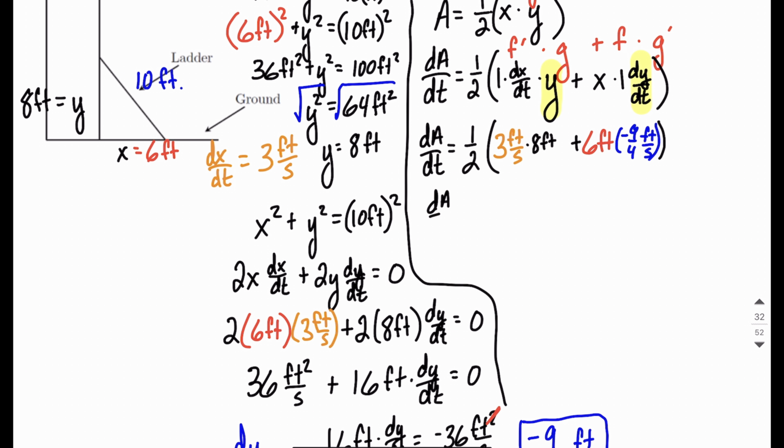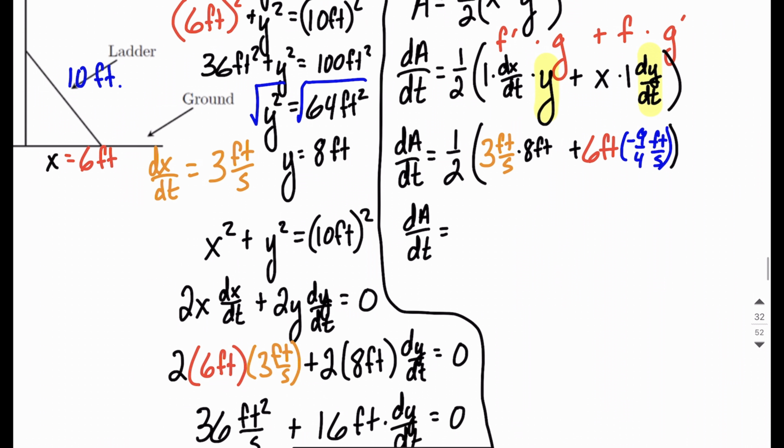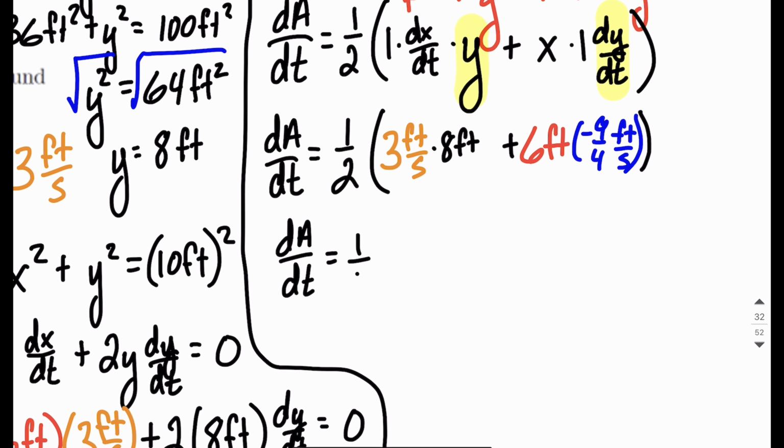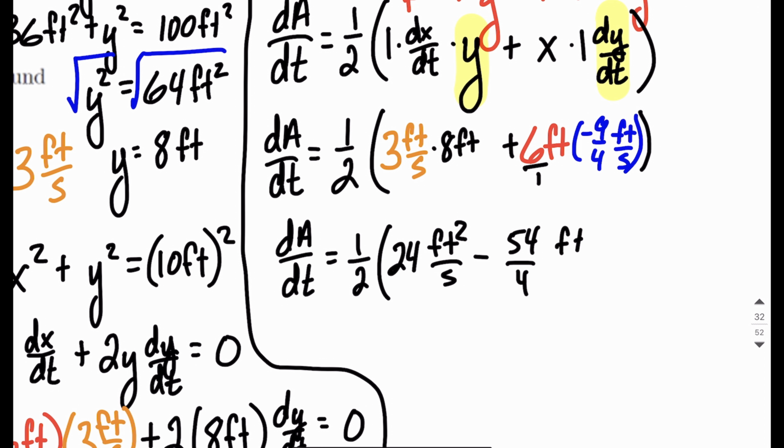Okay, so dA/dt on the left-hand side is going to equal, let's simplify what we can, the 1/2 will come along. And then we have 3 times 8, it's going to make 24. Feet per second multiplied by feet is feet squared per second. Plus, let me think, we're going to think of this as over 1 for right now. So we have 6 times negative 9 up in our numerator is going to make a negative 54. And then 1 times 4 makes 4 in our denominator. Our units go feet times feet is feet squared per second.